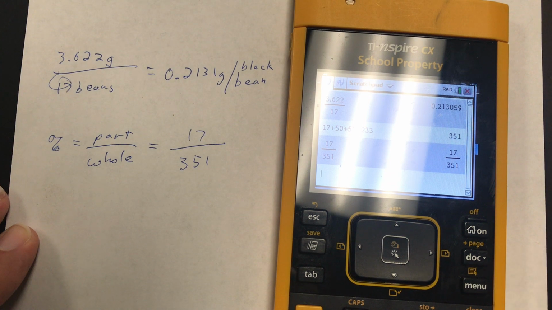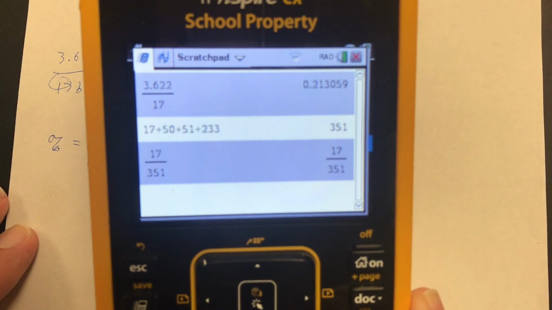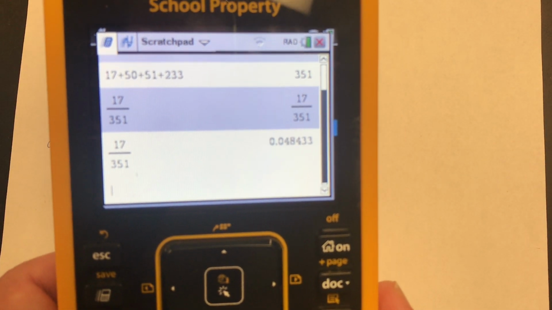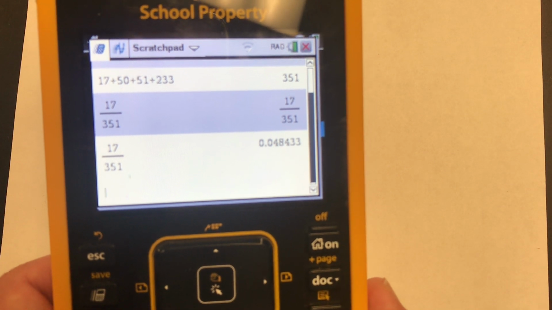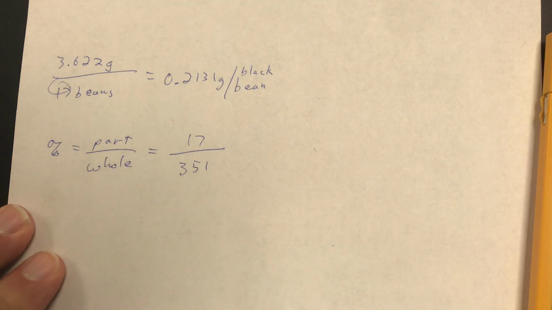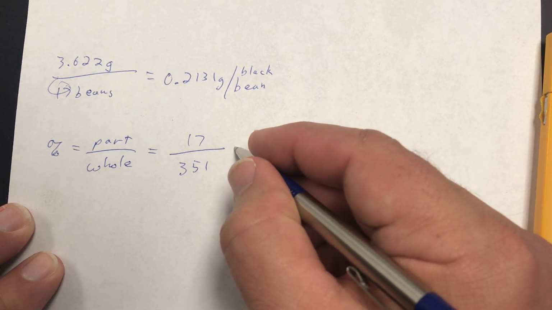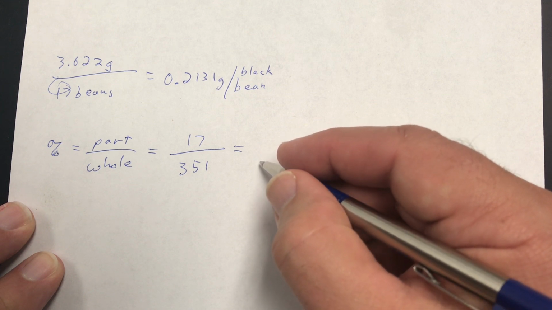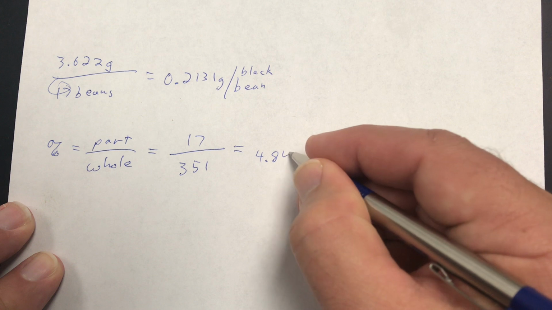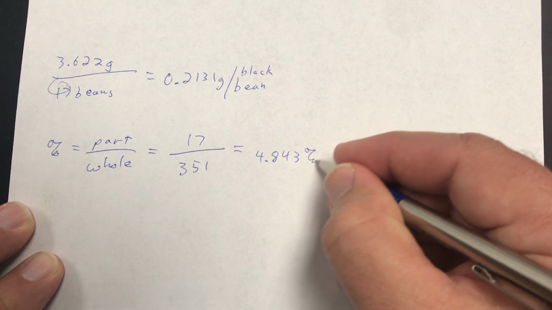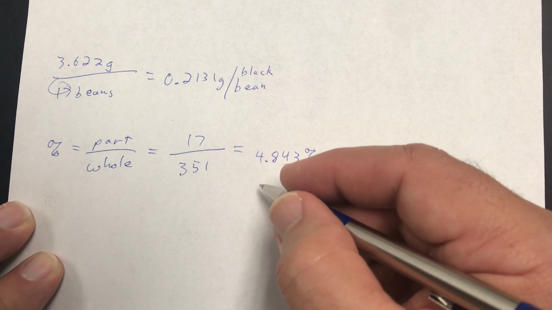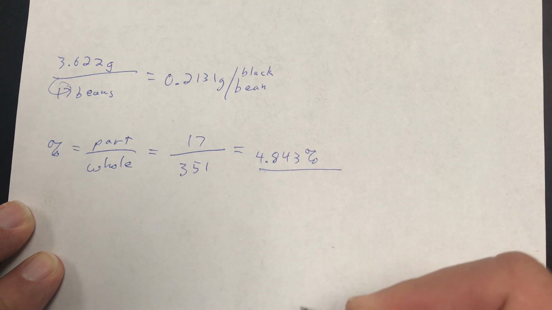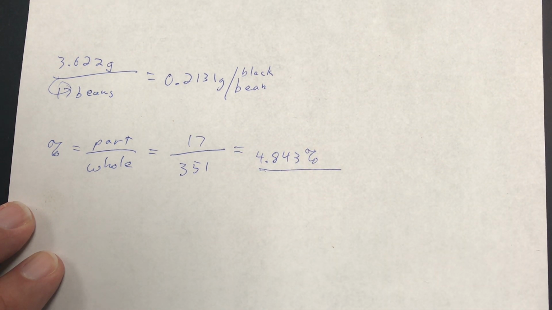and then multiply by 100. Oh, look at that. My calculator kept it as a fraction. If I push Control Enter, it will actually force it into a decimal. And we can see that it's 0.0484, again, at 4 significant figures. And so by multiplying that by 100, we get, let's see, 4.843% for the black beans. All right, go ahead and continue that for the other 3.